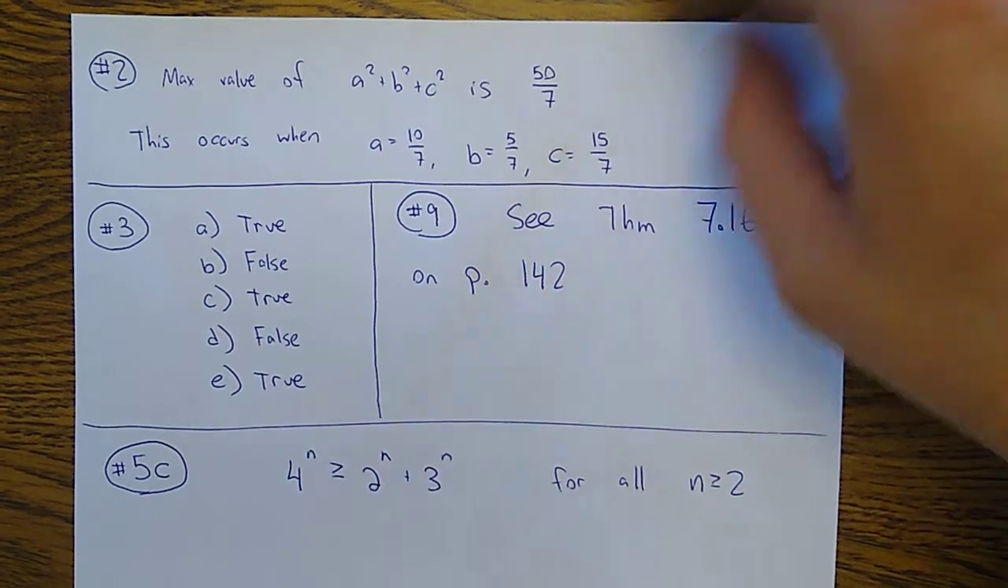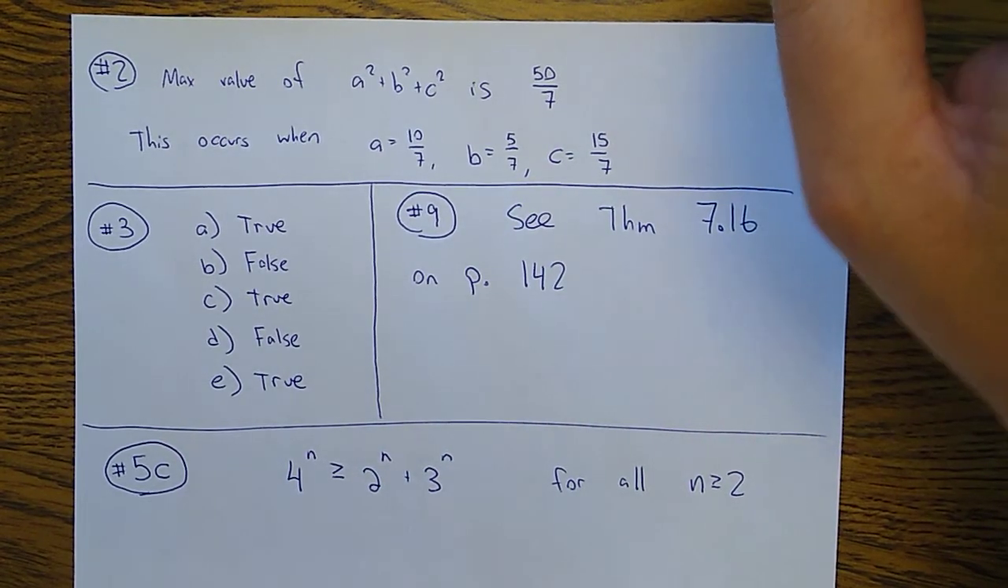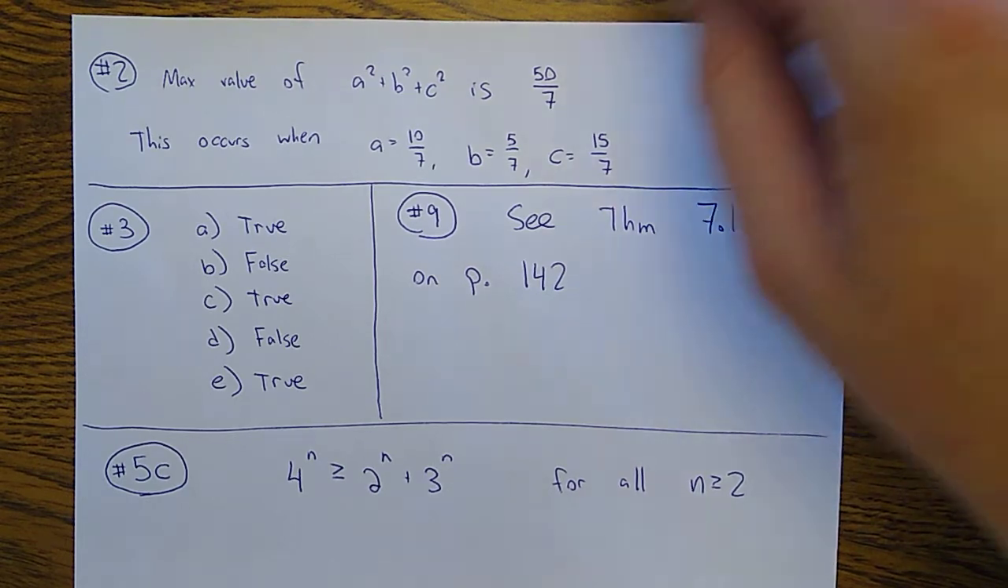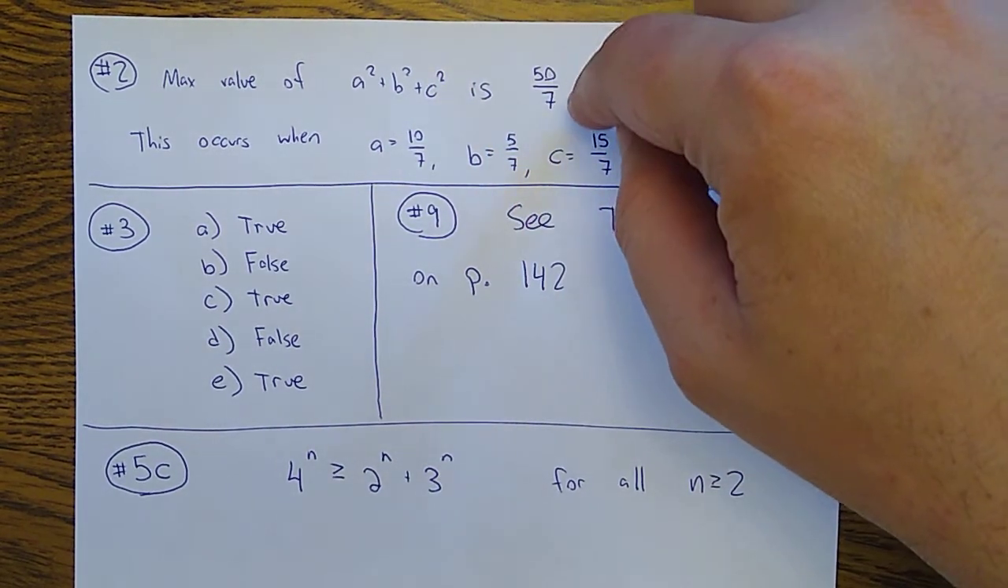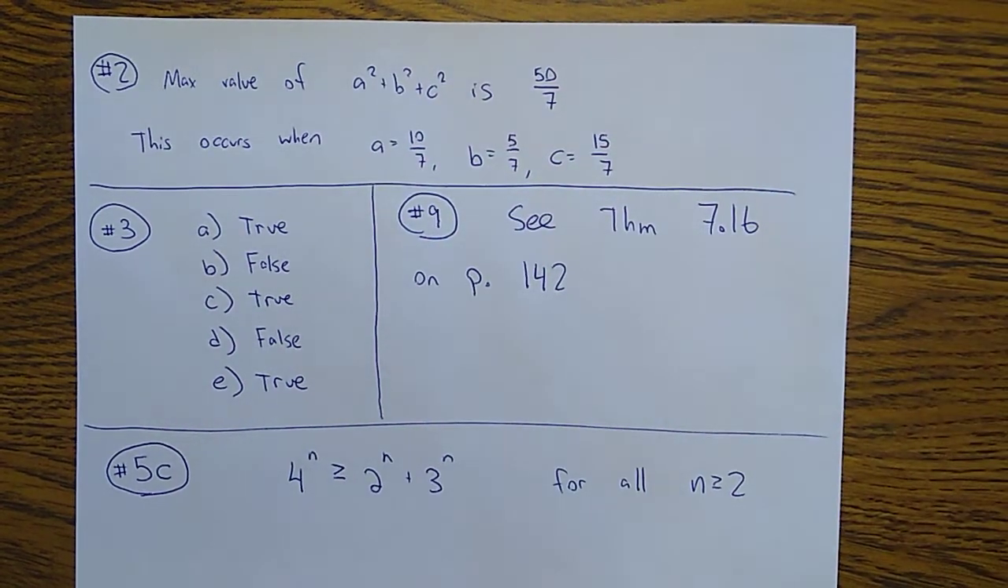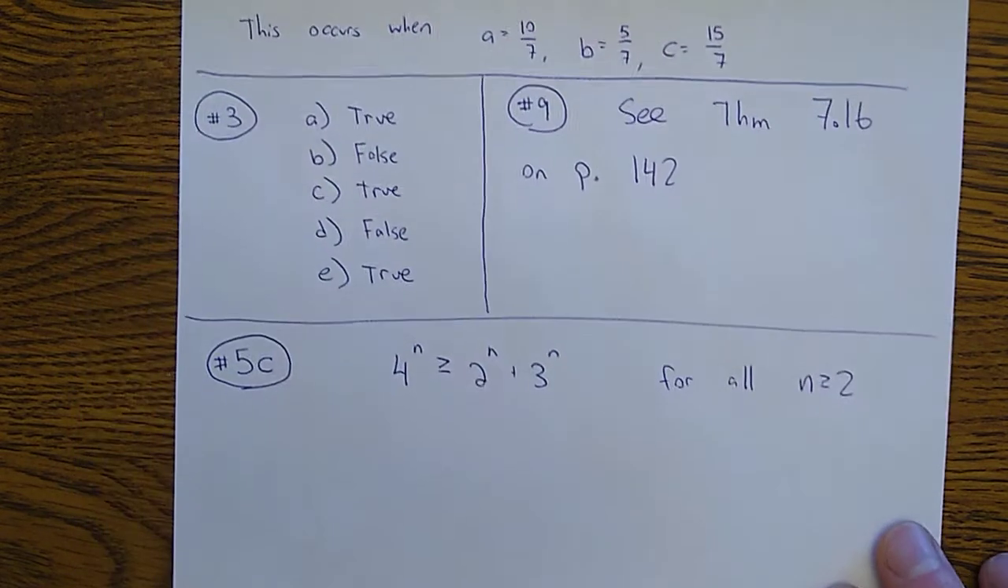First of all, I was asked just for the answer for number two. So number two is the Cauchy-Schwarz problem. The maximum possible value is 50 over 7, and this occurs when A, B, and C take these particular values. So, yeah, let me know if you can't get that one.